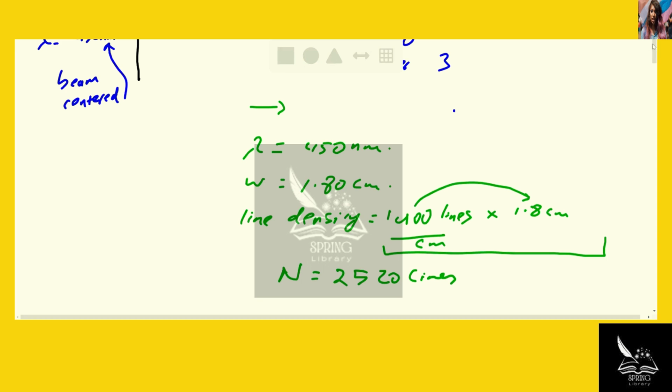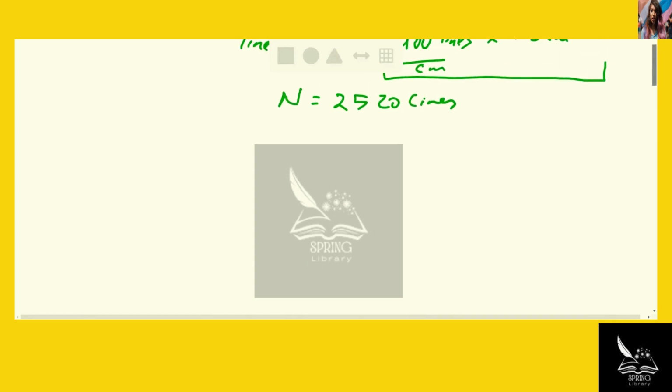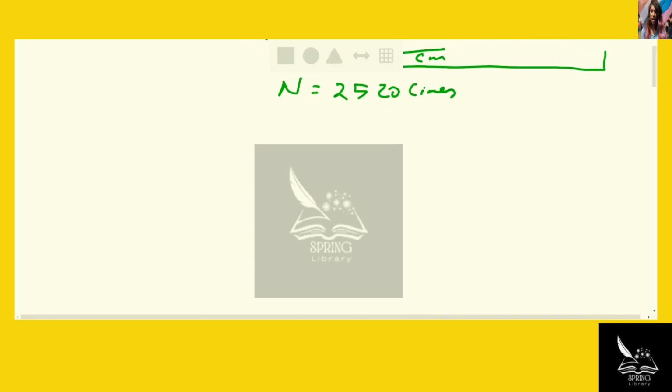That's the total number of lines on the diffraction grating. Now we do have 2,500, roughly, and that's what we're working with in this particular problem. So for the third order, order 3, that's the order we're dealing with.